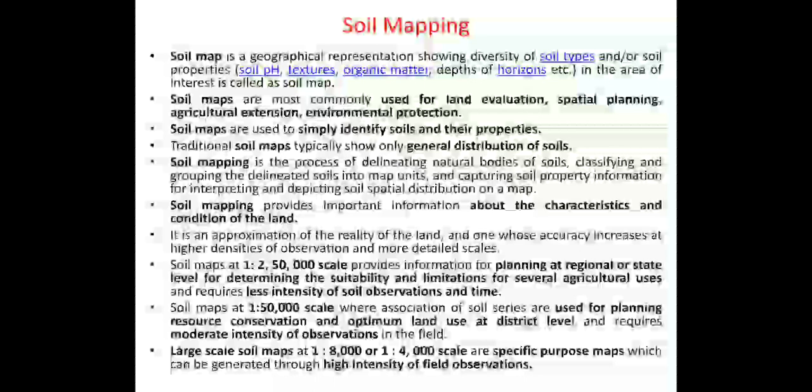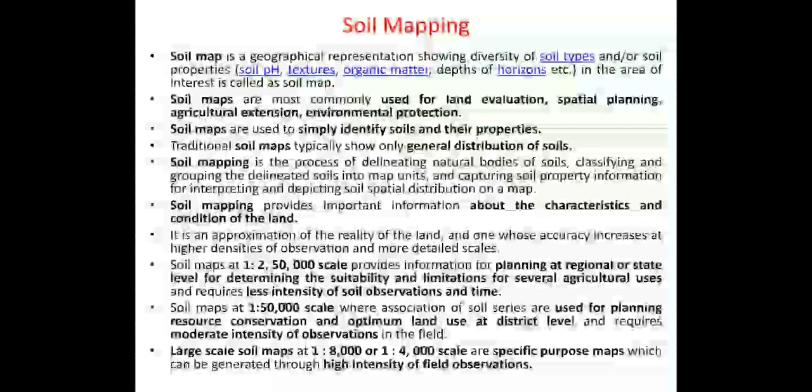and time. Then the second scale, that is 1 is to 50,000 scale, which we use for planning resource conservation and the optimum use at a district level. Means this scale is generally used at a district level only to conserve the resources, especially the natural resource base, and it requires moderate intensity of observation.